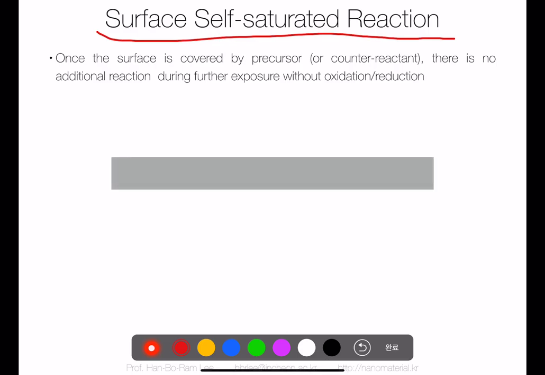If you have this surface, the surface is exposed to the precursor, and the precursor adsorbs on the surface. Once all of the adsorption sites are occupied by the precursor, there is no available site. The additional precursor cannot adsorb on the surface because the precursor itself does not react with other precursor which has already adsorbed on the surface. That precursor may react with it, but if your precursor reacts with already adsorbed precursor, that cannot be used for the ALD process. So this is the surface self-saturated reaction.